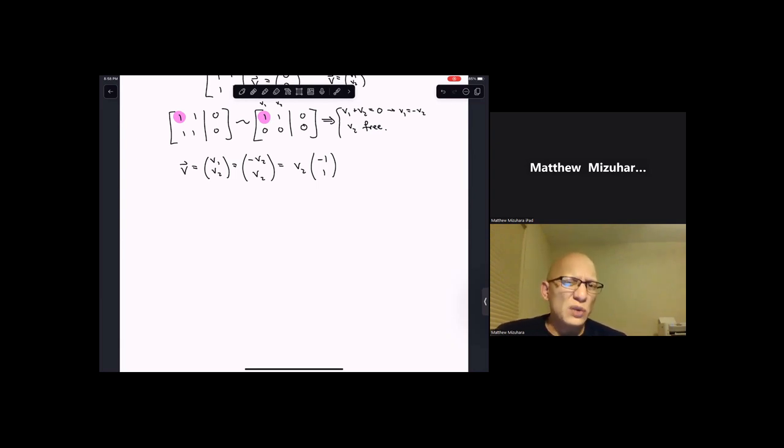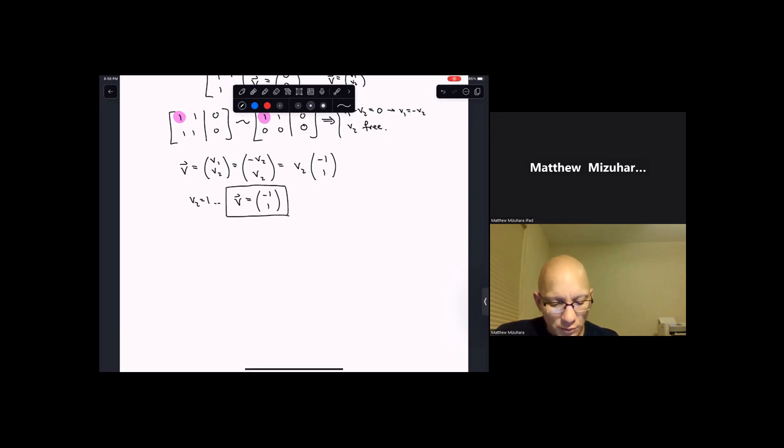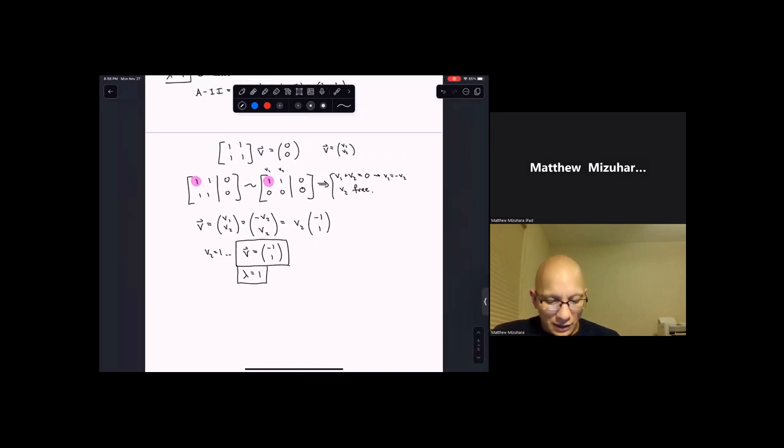In practice, you only really need one of them. So I'm going to say, if I take v2 to be equal to 1, I obtain the specific eigenvector minus 1, 1. And that's the eigenvector corresponding to the lambda equals 1 eigenvalue. Okay, so you can do the same process for the lambda equals 3 eigenvalue, and get a different eigenvector there. So hopefully that rings some bells.